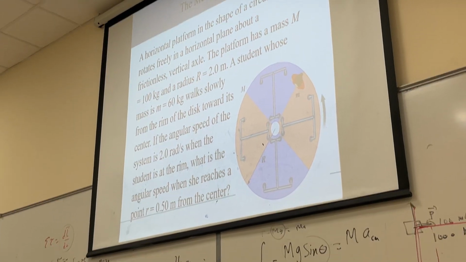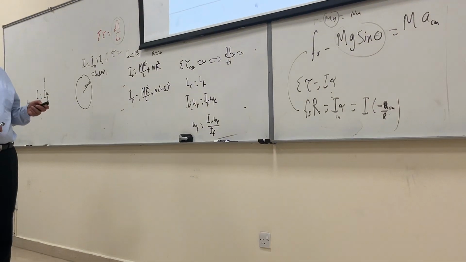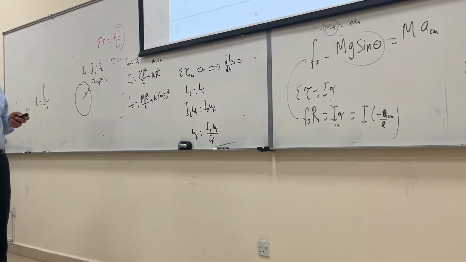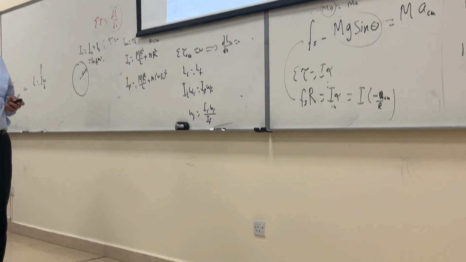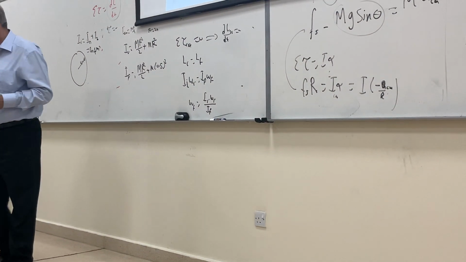So omega final is divided by a small number, so it will be larger. It will move faster. Can we say 2 multiplied by 0.25? Oh, no, divided by. Yes.